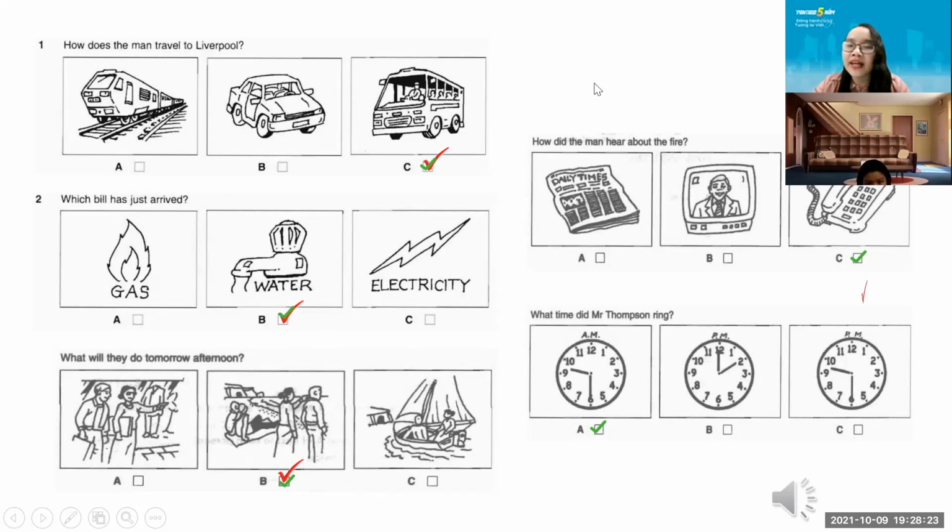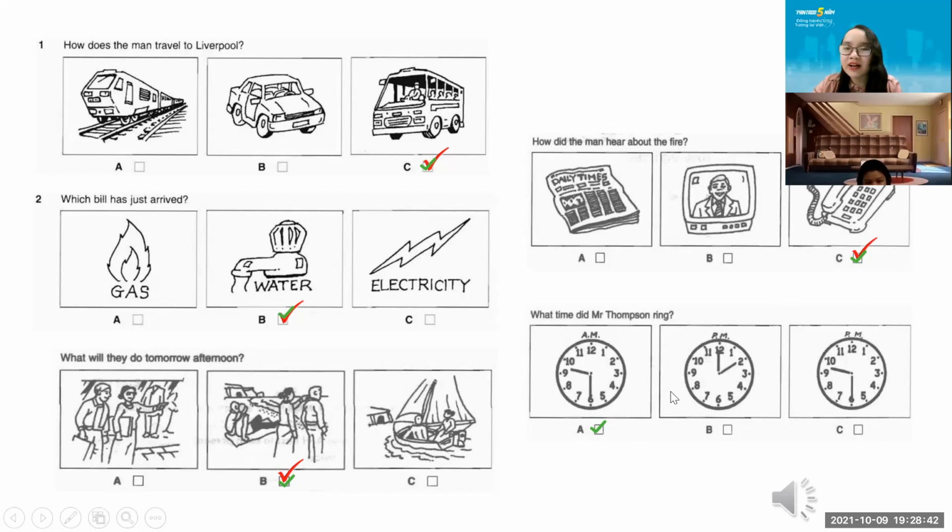Rồi, câu tiếp theo cũng rất dễ thôi rồi. Người đàn ông đó đã nghe tin về cuộc hỏa hoạn nhờ vào đâu? Là nhờ vào cuộc điện thoại của một người bạn. Đó, bởi vì cái thông tin nó không được đưa lên TV, cũng không được đưa lên báo, mà ông biết nhờ một người bạn. Rồi, và câu cuối cùng là mấy giờ thì ông Thompson đã gọi đến cho người này?